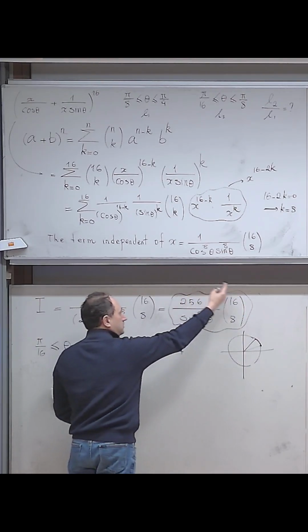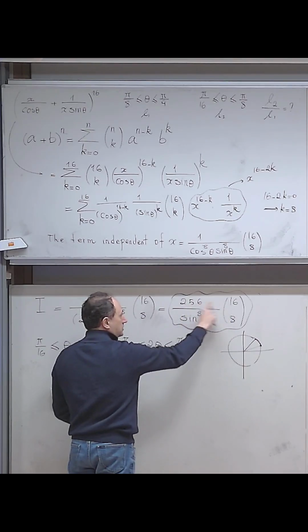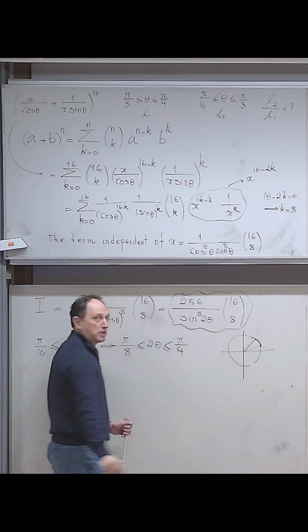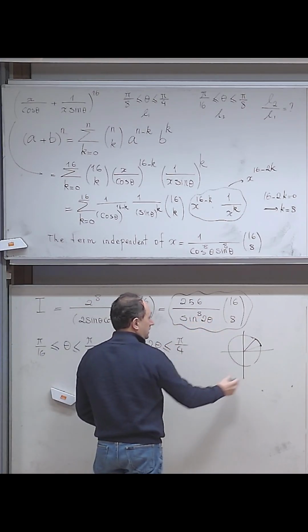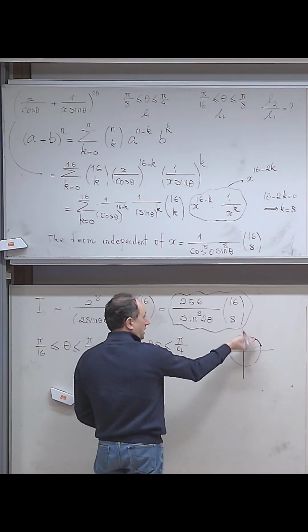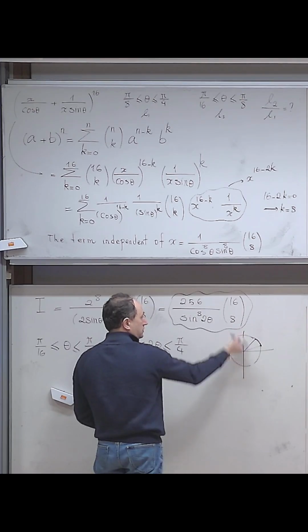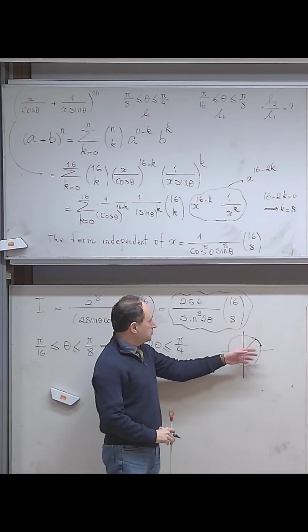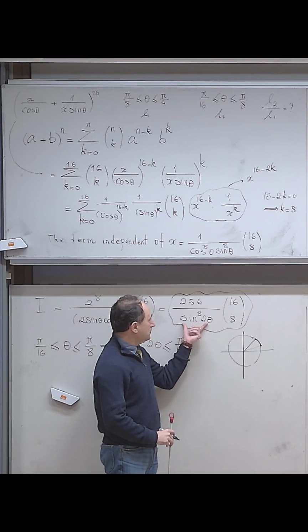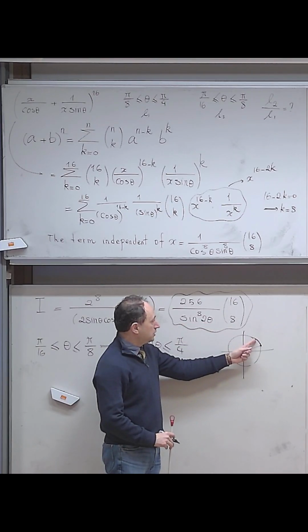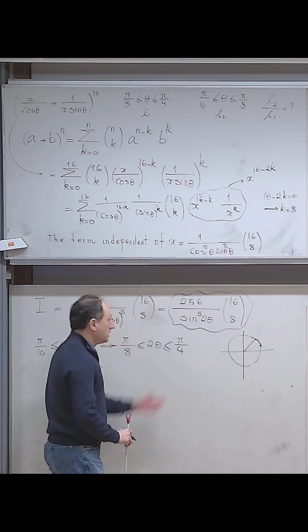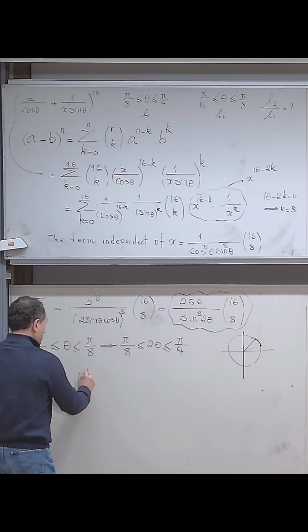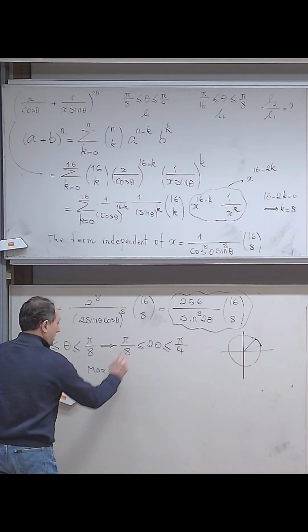If I want to find the minimum of this expression, these are constant numbers, so I have to maximize my denominator. The maximum value of sine 2 theta occurs at the highest point, because sine is related to the y coordinate. So if I want to find the maximum of sine 2 theta, I have to pick this point, whose y coordinate is the highest among the points of the arc here.